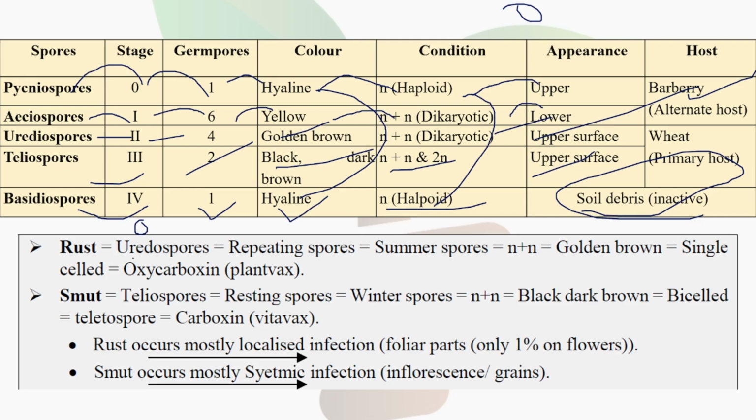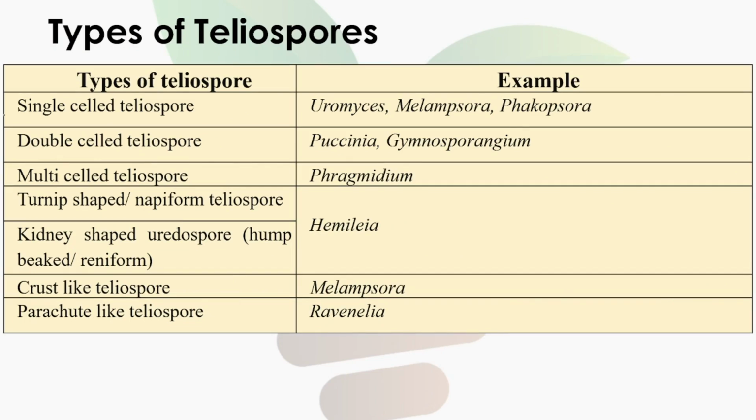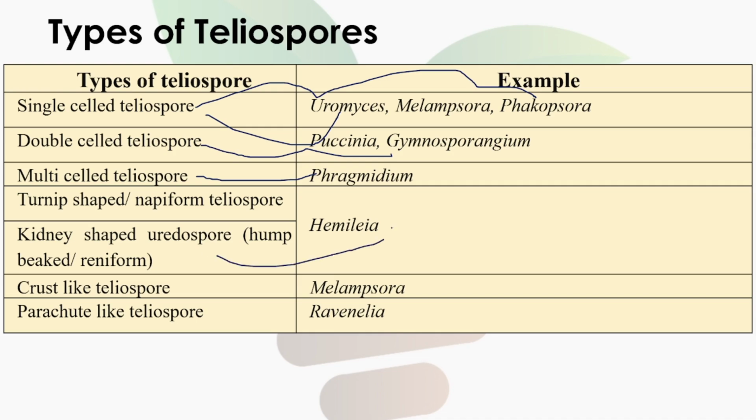Here is one more thing: rust, urediospore, repeating spore, summer spore, N plus N, golden brown, all of which we have already discussed. There are some types of teliospores. Single-celled teliospores occur in genera like Uromyces, Melampsora, Phakopsora. Double-celled teliospores occur in Puccinia and Gymnosporangium. Multi-celled teliospores occur in Phragmidium. Turnip-shaped or napiform teliospore, and kidney-shaped urediospore or humpy-back urediospore, occur in Hemileia.